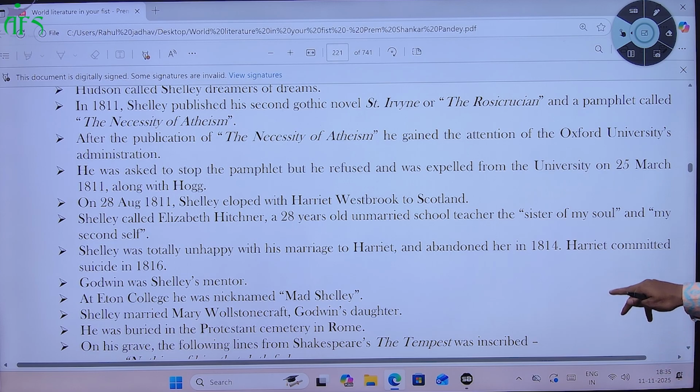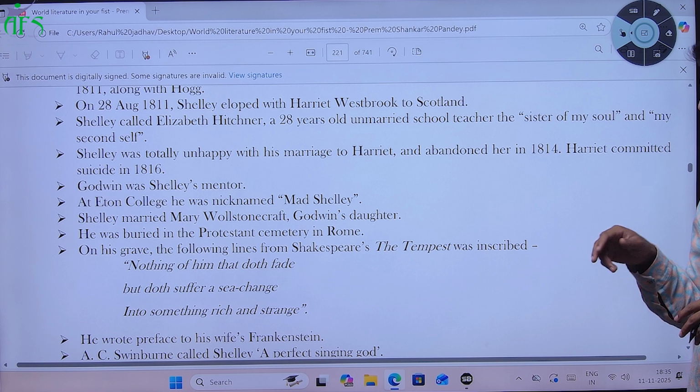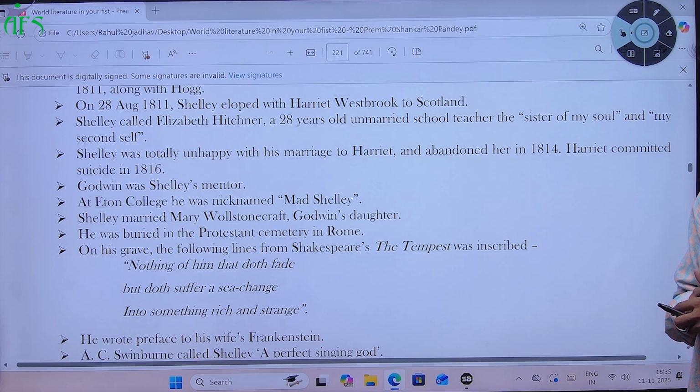Godwin was Shelley's mentor at Eton College. At Eton College, he was nicknamed Mad Shelley. Shelley married Mary Wollstonecraft, Godwin's daughter. He was buried in the Protestant cemetery in Rome.